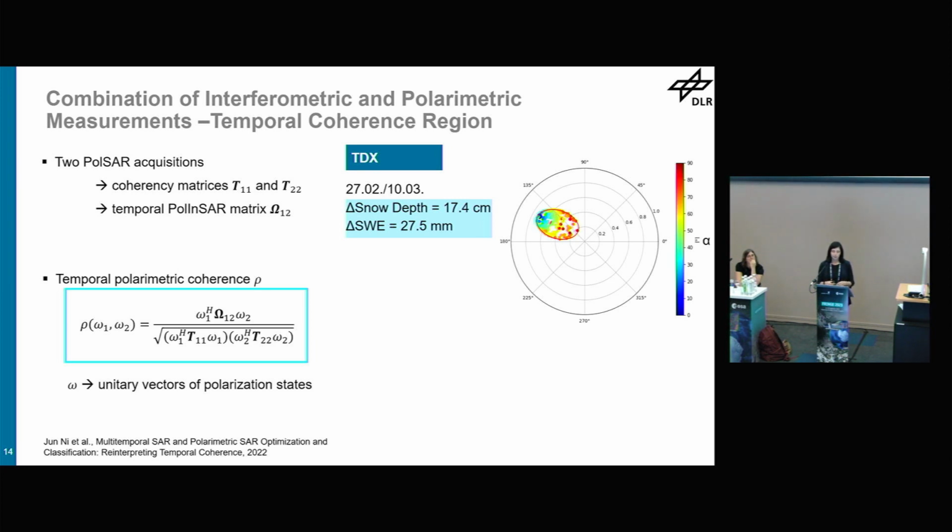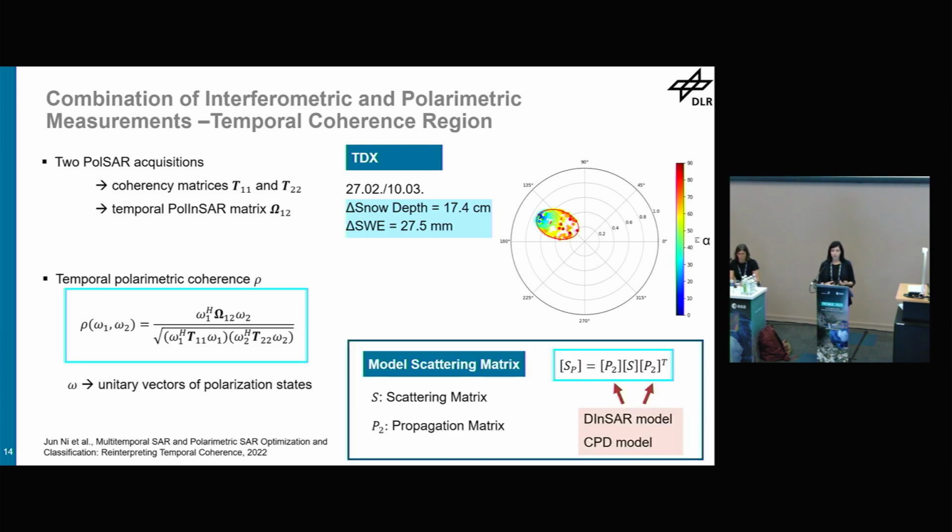Because we used the Pauli basis, the alpha angle can be plotted too, which ranges from 0 to 90 degrees, with 0 corresponding more to surface-like scattering and 90 degrees to dihedral. You can see that smaller alphas are located more at the higher parts of the coherence region. So now the question is which snow parameters are influencing the location and the extent of the coherence region.